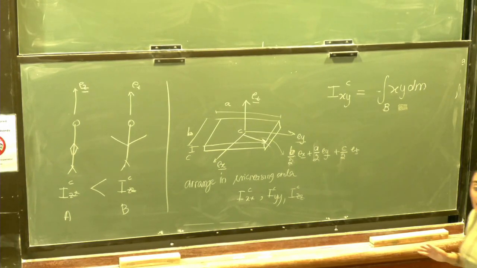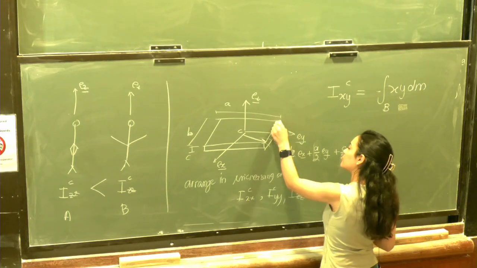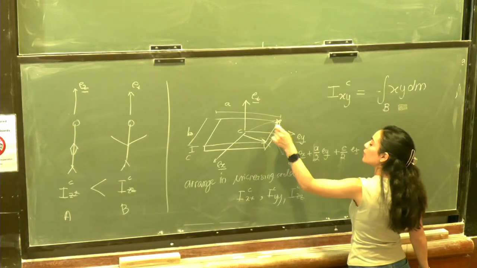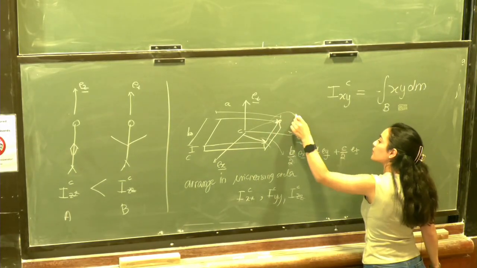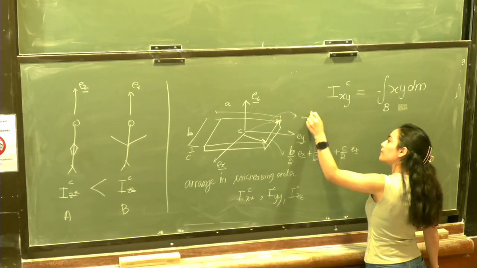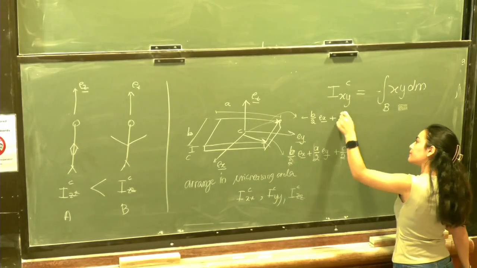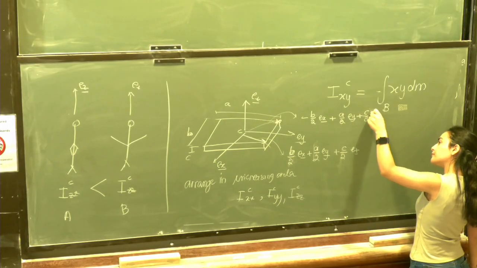So if I look at a point here, the upper corner on the back, what coordinates does this point have? I can write the position vector as minus B over 2 ex plus A over 2 ey plus C over 2 ez, right?